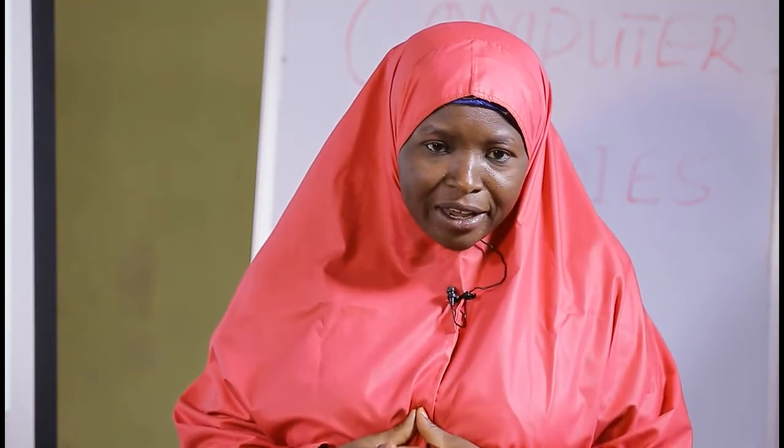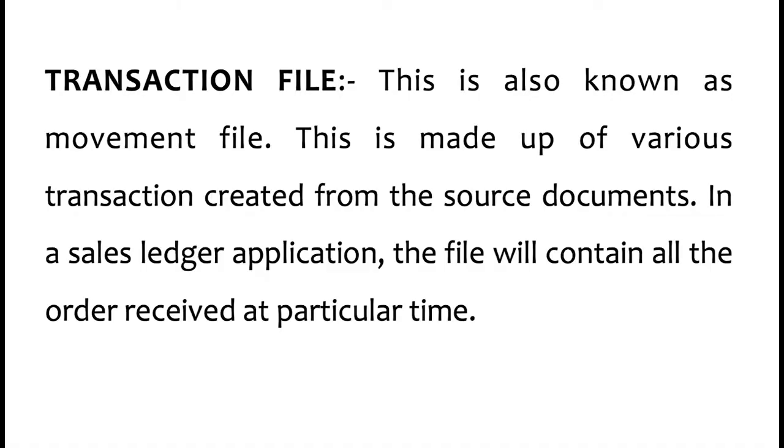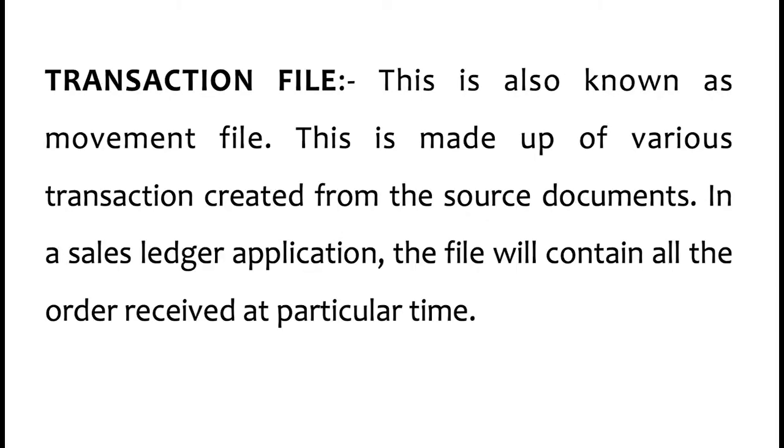That's the master file. The next is the transaction file. This is also known as the movement file. The reason why we call it movement is because it goes in and out because of the transactions. It is usually used for updating of the master file. This is made up of various transactions created from the source documents. In a sales ledger application, the file will contain all the orders received at a particular time. We use it to update the master file. That's the transaction file.